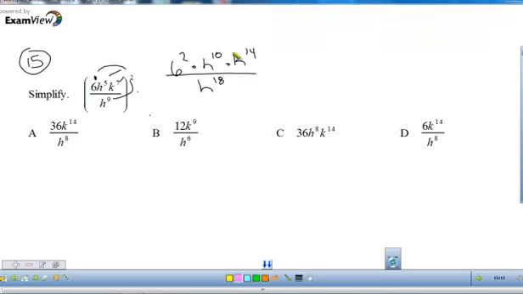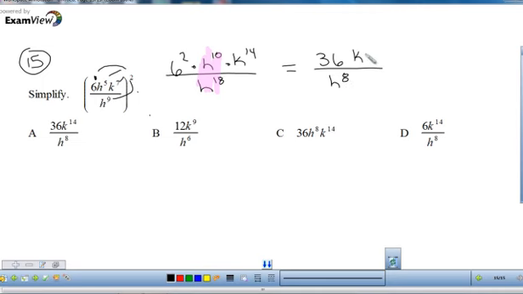So notice my h's. I'm going to have 36. Since there's more h's on the bottom, they're going to remain on the bottom. So I'm going to have h times itself 8 times because I'm subtracting them. And then I still have k to the 14 on top.